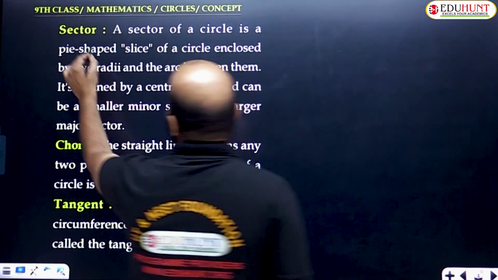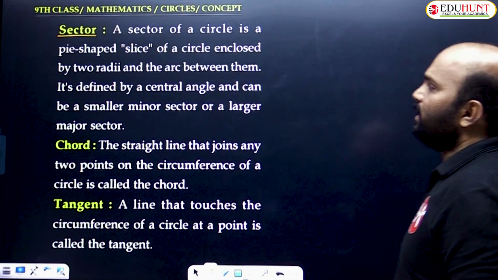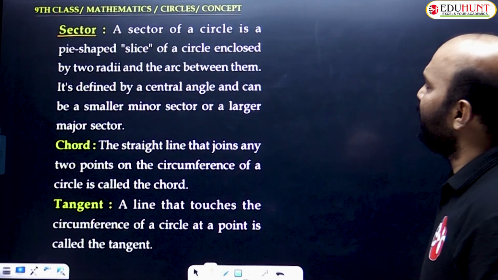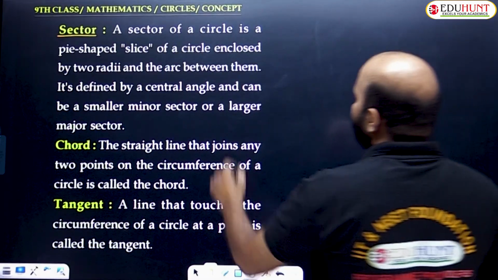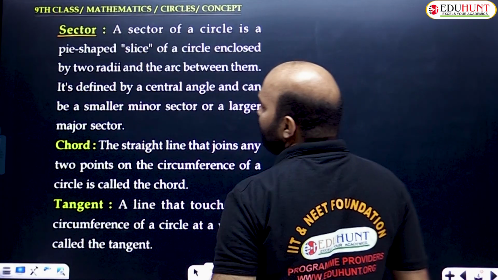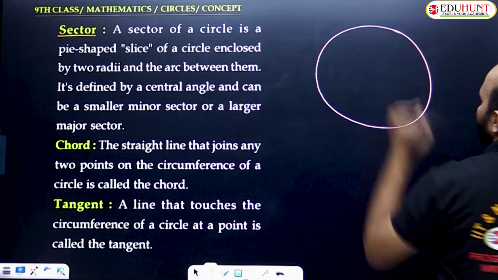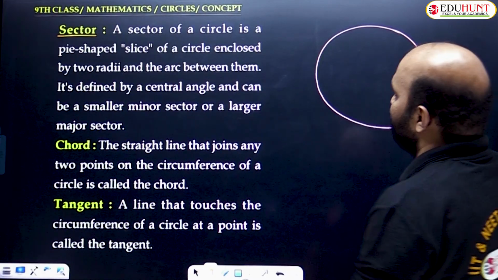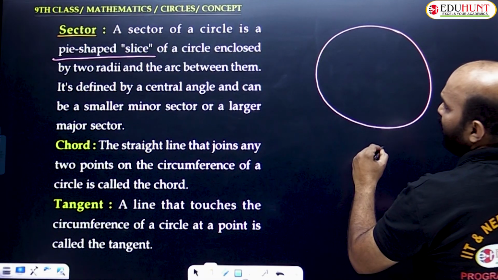So let us go to sector. What is the definition of a sector? A sector of a circle is a pie-shaped slice of a circle enclosed by two radii and the arc between them. It's defined by a central angle and can be a smaller minor sector or a larger major sector. So this is a circle. A sector of a circle is a pie-shaped slice, enclosed by two radii and the arc between them.